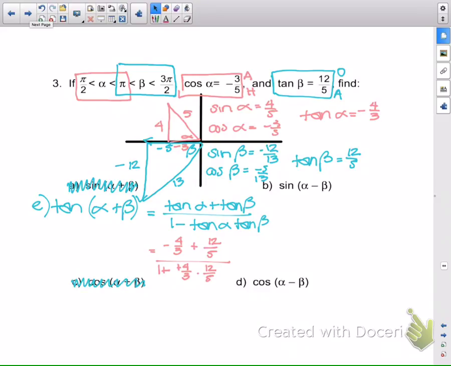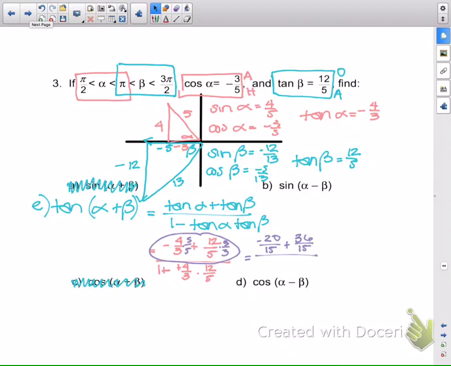So if I'm going through this one in detail with you, to add these 2 on the top, what do I have to do? Common denominator. What's the common denominator for 3 and 5? 15. So I multiply the first one by 5, second one by 3. That makes this negative 20 over 15 plus 36 over 15.